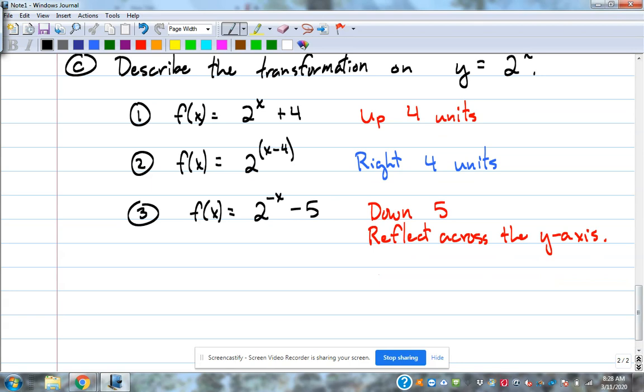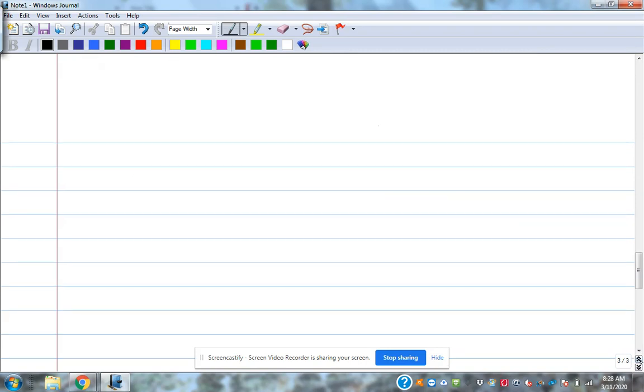Okay. All right. Pretty easy stuff. Now let's get into my favorite part of this section, which is actually solving equations. I like solving equations because I get answers, and I can check answers to make sure they're right. Okay, so let's solve some equations. Solving exponential equations.